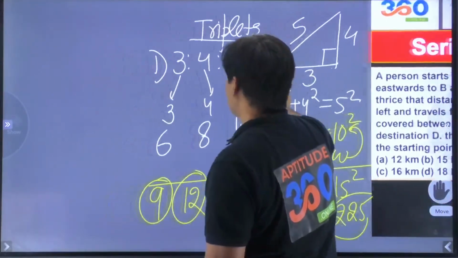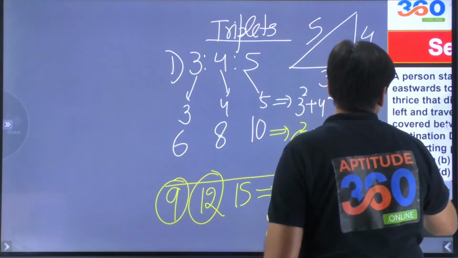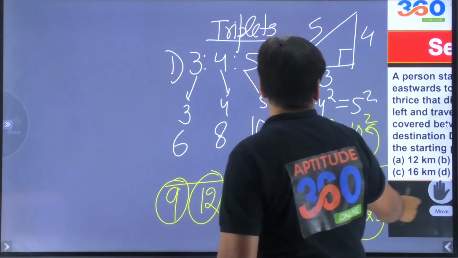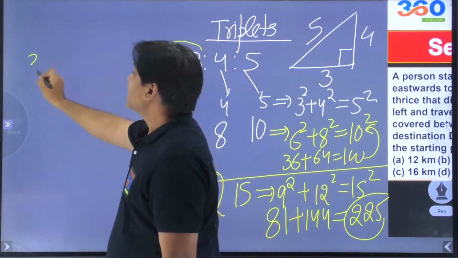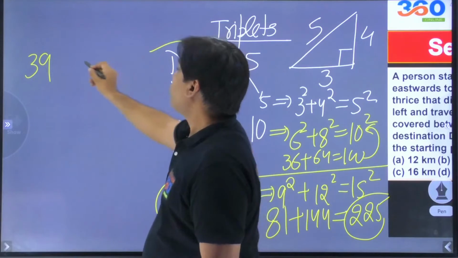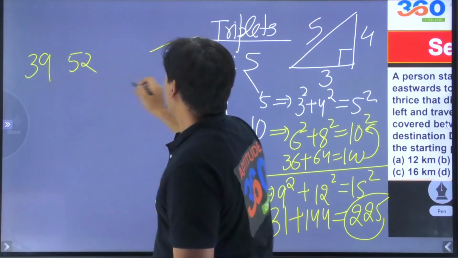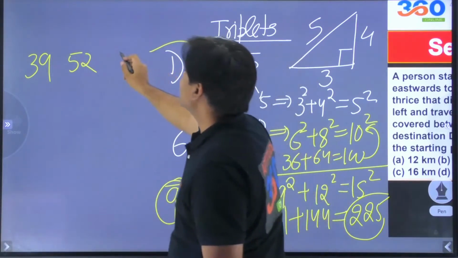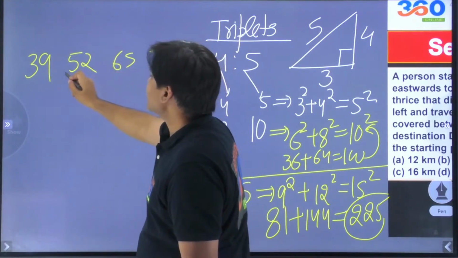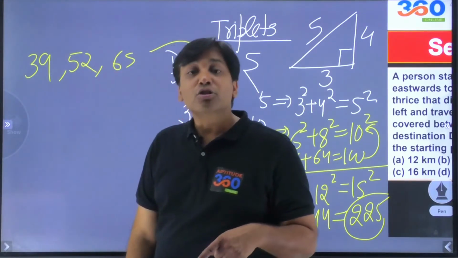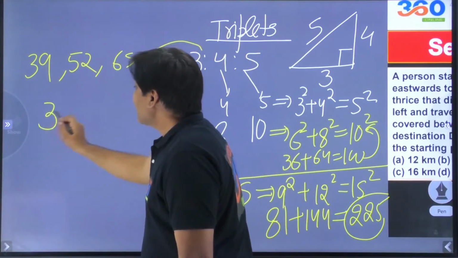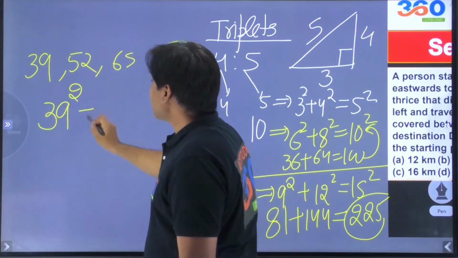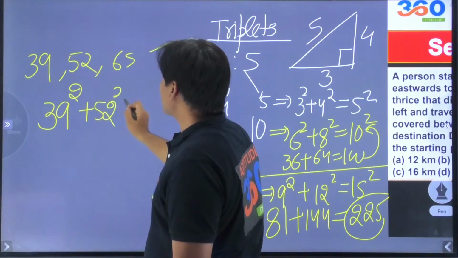अब इसके साथ ये भी हो सकता है 3 4 5 के रेशियो के साथ में. What if I say 3 into 13 is 39, 4 into 13 is 52, and then 5 into 13 is 65. So can I say that they are also in the ratio 3 is to 4 is to 5? Yes, they are in the ratio 3 is to 4 is to 5. So can I say that 39 square plus 52 square is going to be 65 square?